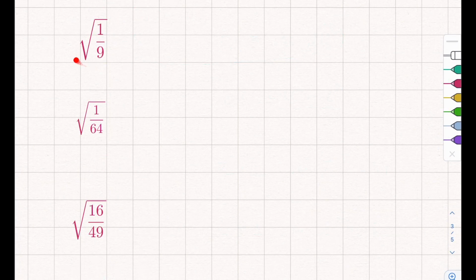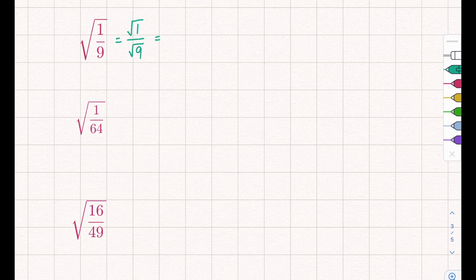What do we do if we see a problem like this, where it has a square root and a fraction? So what is the square root of 1 over 9? When you see a problem like this, you can think of it as having two different parts. So for the numerator, you can say this is the square root of 1. And for the denominator, you can think of this as the square root of 9. And so you would work out what the square root of 1 is, and also work out what the square root of 9 is. So let's do the numerator first.